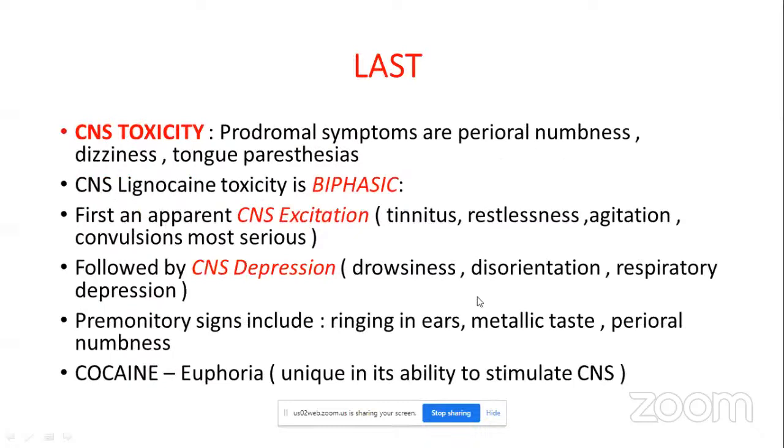We should be alert when the patient is complaining initially, whether it is tinnitus, metallic taste in the tongue, perioral numbness. Particularly with cocaine, we see euphoria as it stimulates CNS.